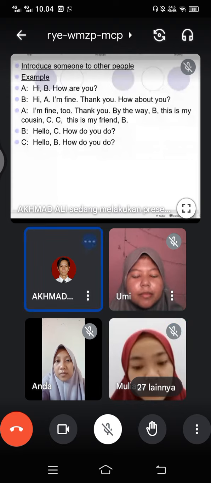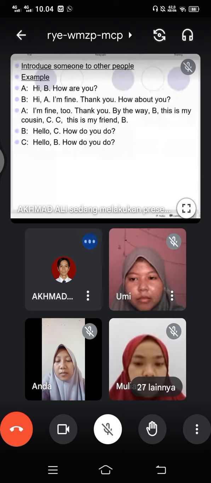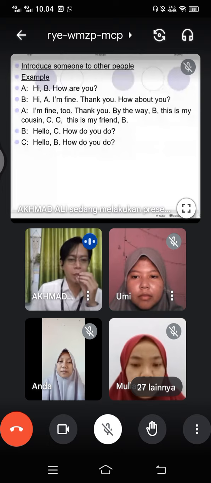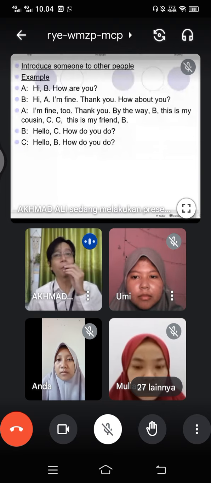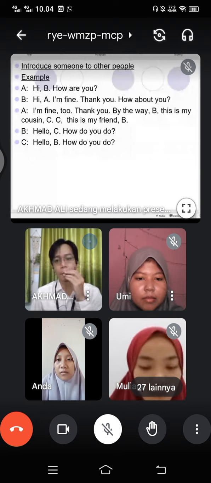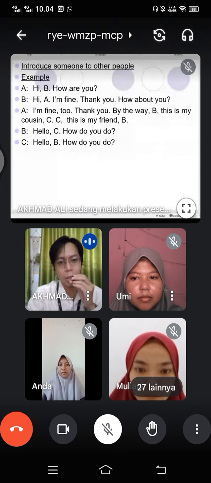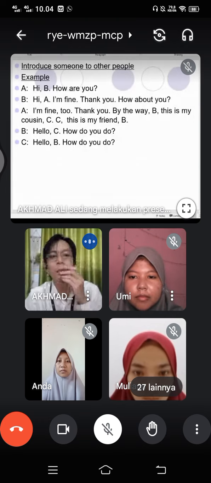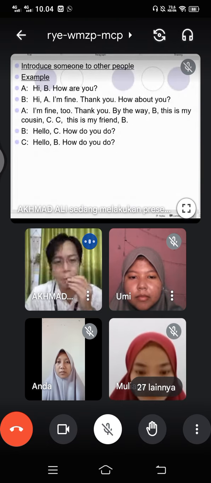So, when we want to introduce someone to other people, we have to introduce them two ways. Not only one way. It means that we have to introduce both of them, not only one of them. As you can see in this example, A introduced B to C, and after that, A also introduced C to B. So that's the proper way to introduce someone to other people.